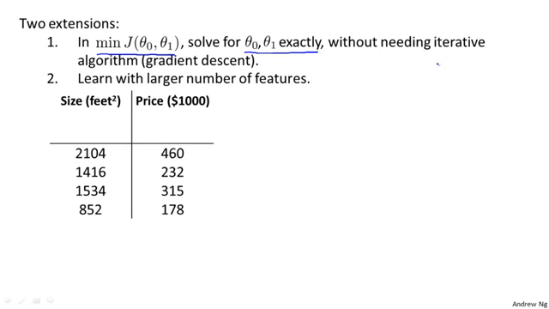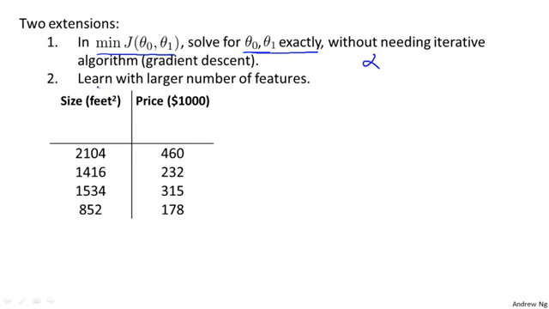So it turns out there are advantages and disadvantages of this algorithm that lets you just solve for theta 0 and theta 1, so basically just in one shot. One advantage is that there's no longer a learning rate alpha that you need to worry about and set, and so it can be much faster for some problems. We'll talk about its advantages and disadvantages later.